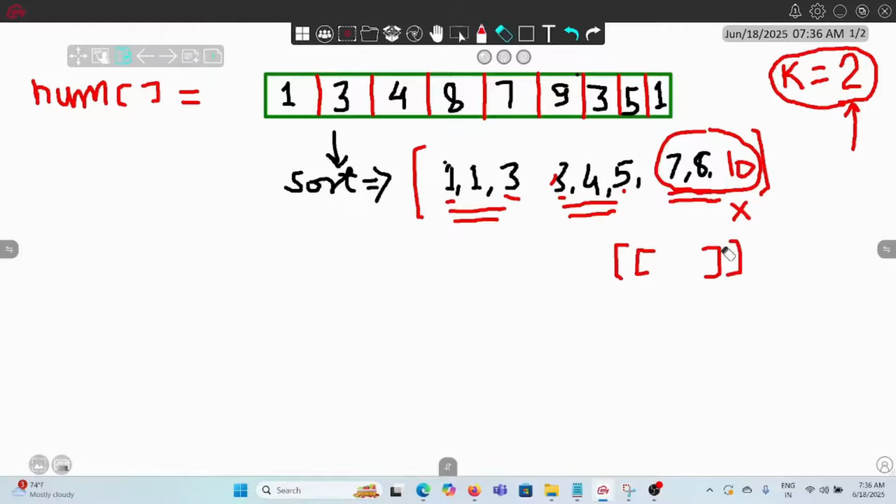Now the next thing is we are doing sorting, and obviously this will take n log n, for any sorting algorithm.